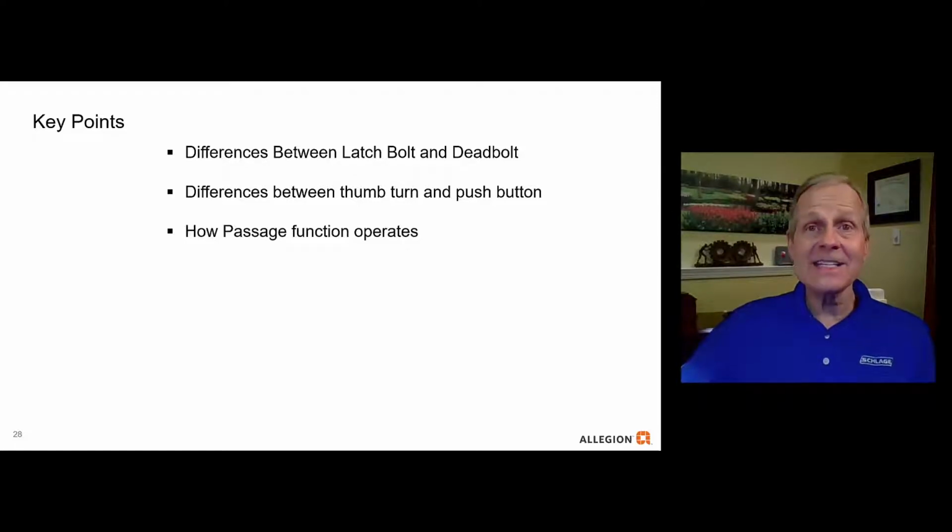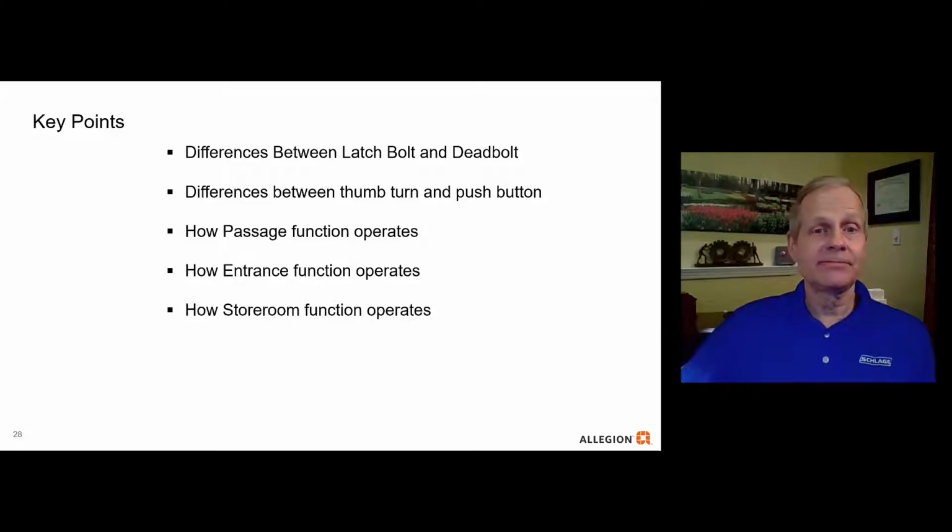We talked about how a passage function works. The fact that it is just designed to latch the door. There is no key on the outside, no locking, no push button or thumb turn on the inside, typically used on fire-rated doors. We talked about how an entry function works. It's going to have either a thumb turn, a push turn button, or a simple push button. These are designed to lock the outside lever, and you have a key on the outside to gain entry.